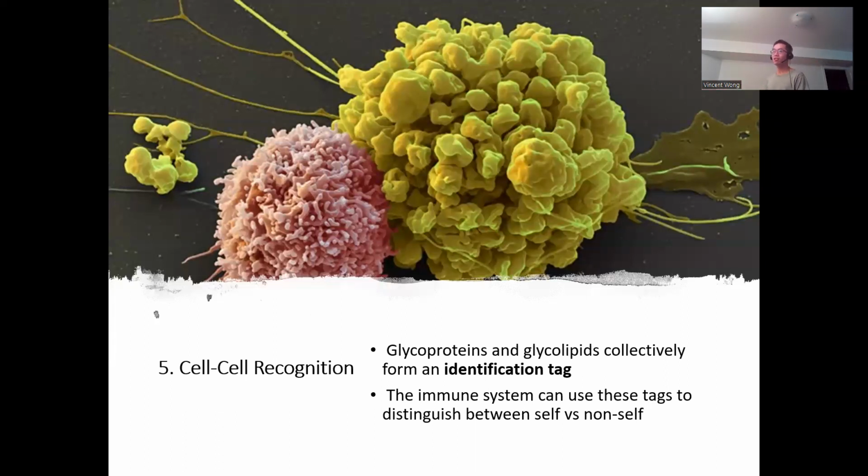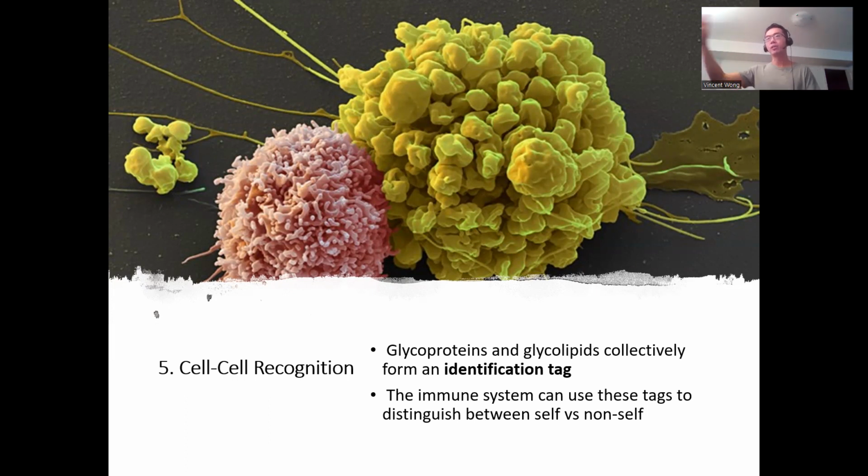That's why you can't just take anybody's liver and transplant it into someone who needs it. It's going to get rejected. That's why you have to match the donor and the recipient. And even when you try to match it, you cannot have a 100% match because of these ID tags. These glycoproteins and glycolipids create a unique identifier for your cells. And anytime your immune system detects a cell that has different ID tags, it will attack it.